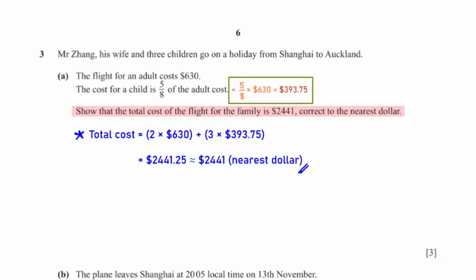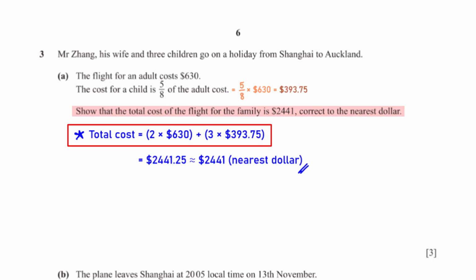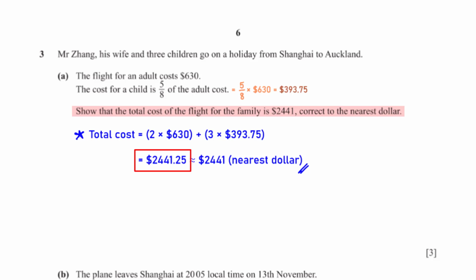To get the flight cost for the child, we take 5/8 of the adult flight cost, which is $630. This gives us $393.75. So now the total cost of the flight for the family is equal to the cost of the flight for the 2 adults, which is 2 times $630, plus the cost of the flight for the 3 children, which is 3 times $393.75. When we type this into the calculator, this is what we have, which is approximately $2,441, rounded to the nearest dollar.